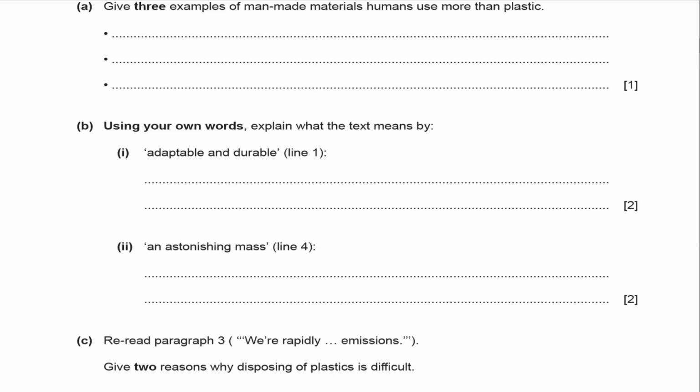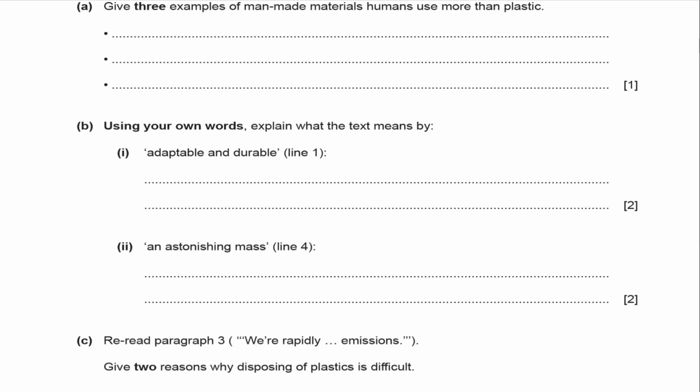Using suitable synonyms is probably the easiest way to approach this question, or you can explain what that phrase means within a sentence. But I think thinking of a suitable synonym is far easier. With the second one, you need to explain what an astonishing mass means. So for example, for adaptable, I'm sure Cambridge would accept can be changed, and durable, lasts a long time.